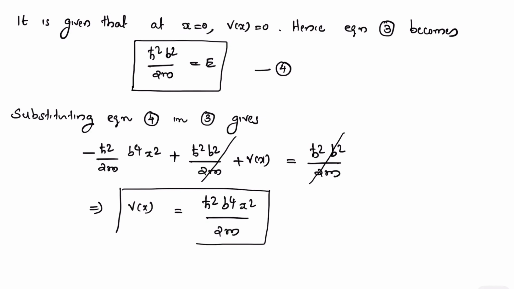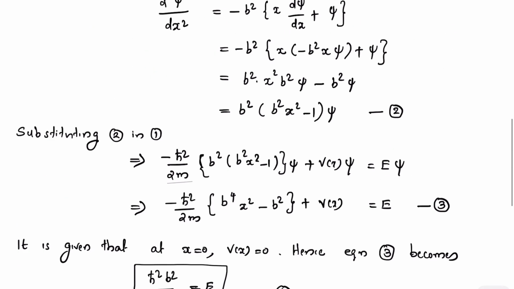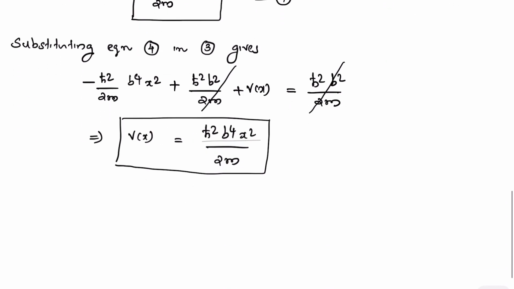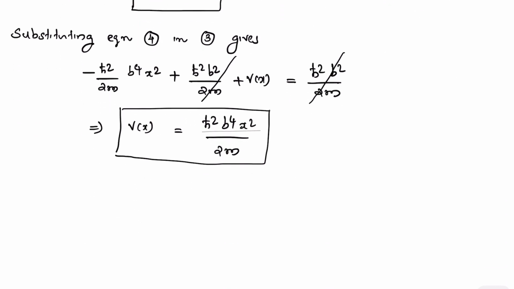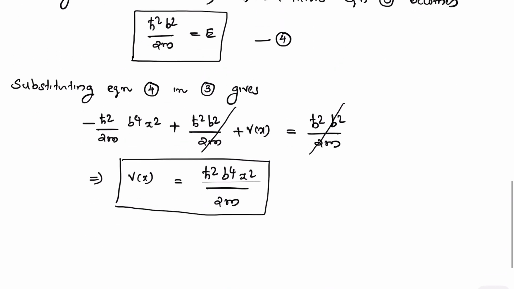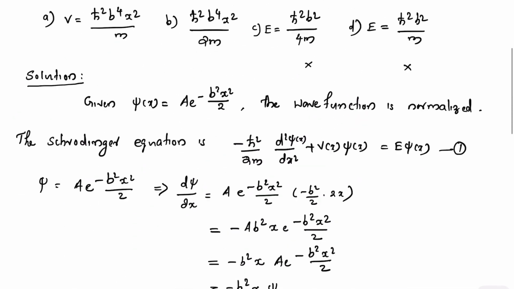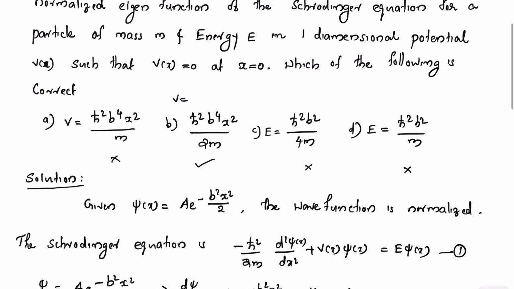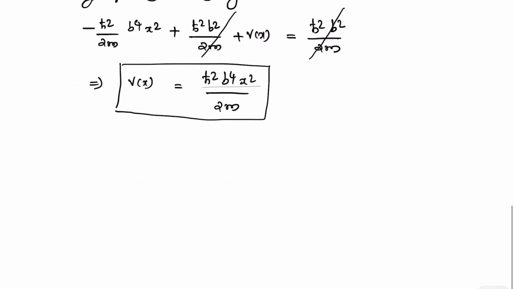Now let us go through our options. We can see that option B matches our solution. So we can say option A is incorrect and option B is the correct option. This is the general method to solve these kinds of problems.